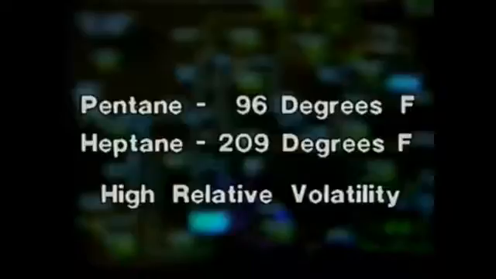One additional term that's important to a discussion of the distillation process is relative volatility. Relative volatility is the relationship between components in a liquid mixture as determined by their boiling points. Let's look at two examples. Pentane boils at approximately 96 degrees Fahrenheit at atmospheric pressure. Suppose pentane is one of the components in a liquid mixture to be distilled. The other component is heptane, which boils at approximately 209 degrees Fahrenheit at atmospheric pressure. The boiling points of the two components are relatively far apart. This mixture has a high relative volatility. It would be fairly easy to separate the two components using distillation.